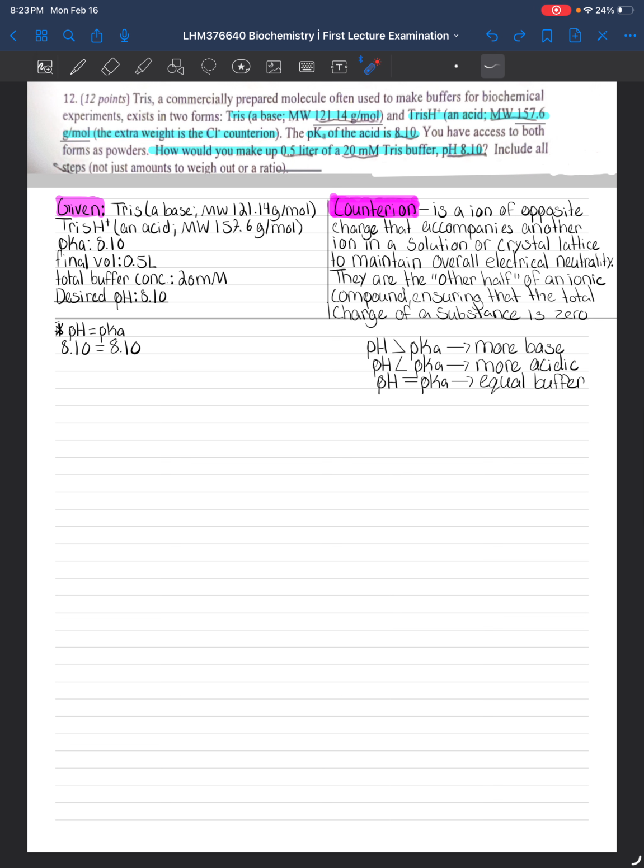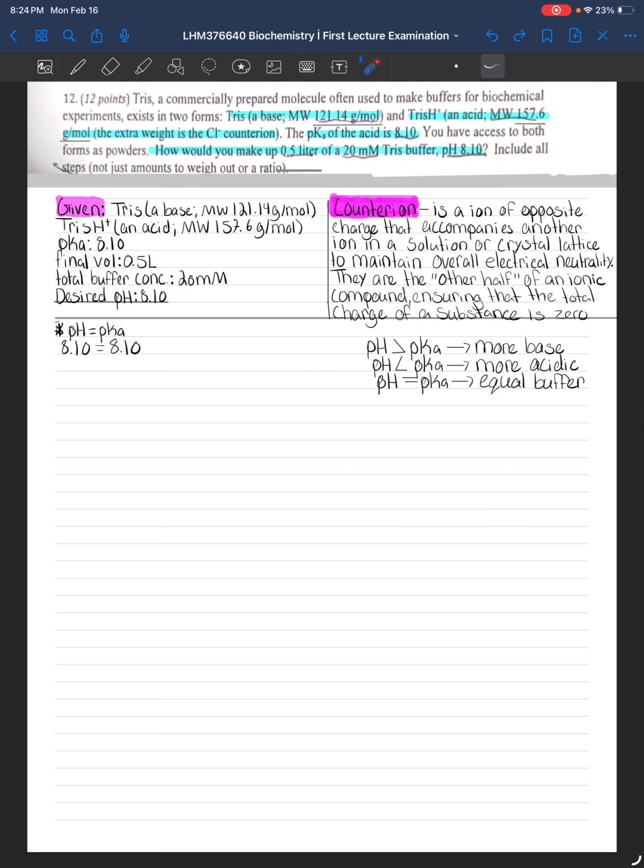And I wrote the definition here of what a counter ion is. A counter ion is an ion of opposite charge that accompanies another ion in a solution or crystal lattice to maintain overall electric neutrality. In other words, it's the other half of an ionic compound, ensuring that the total charge of the substance is zero.